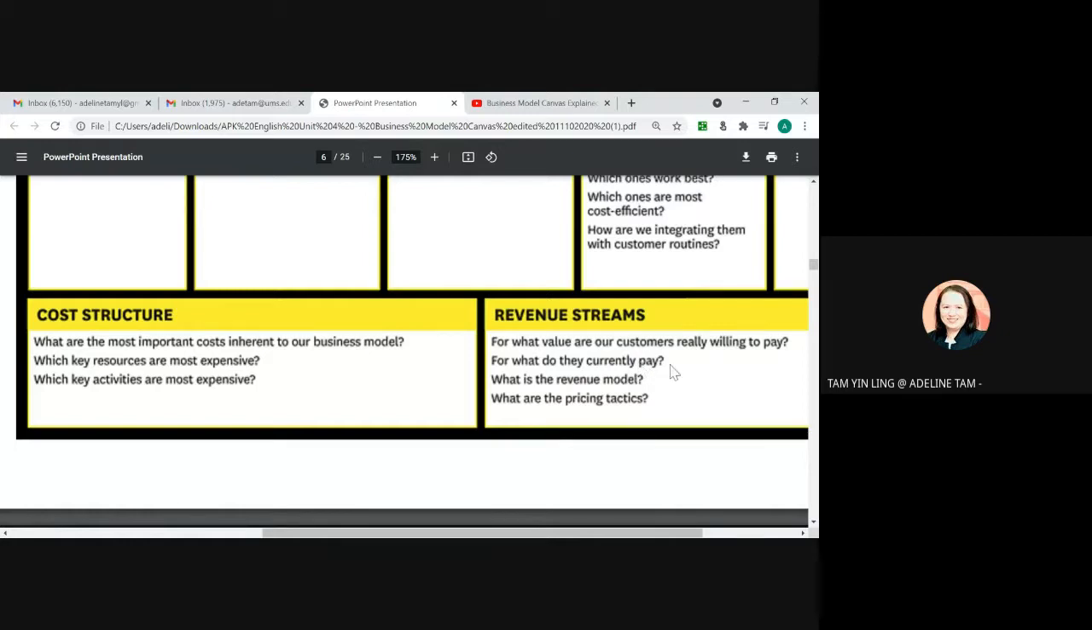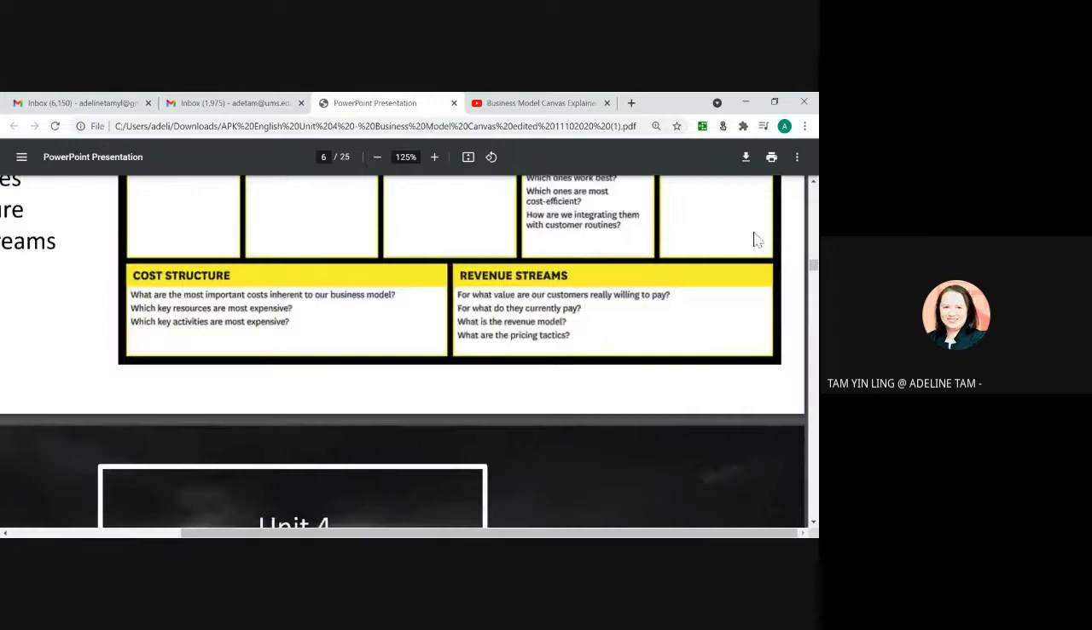So it means that you do a market survey. Kalau nasi lemak orang jual 1.5, you jual 2 ringgit. Then you have to understand what the difference is that makes customers willing to pay 50 cents more. Are customers willing to pay the extra 50 cents or not? Adakah your customer willing to pay for the extra 50 cents? So what is the revenue model and what is the pricing? So in short, we are looking at the 9 areas.